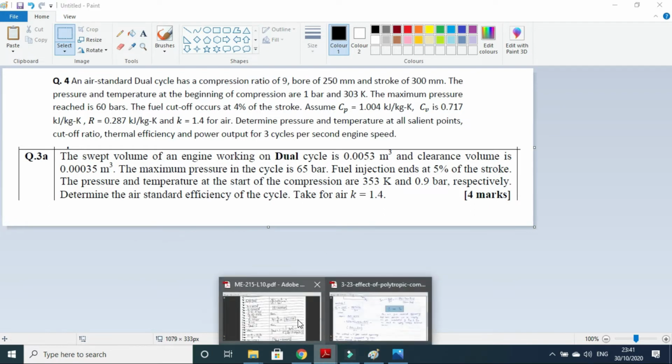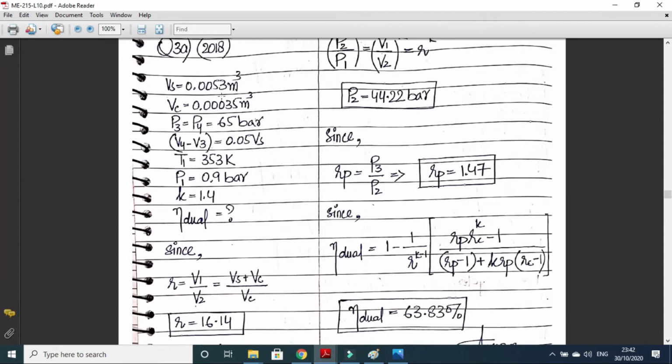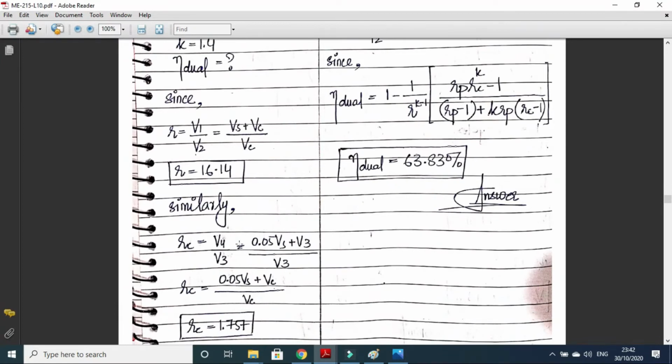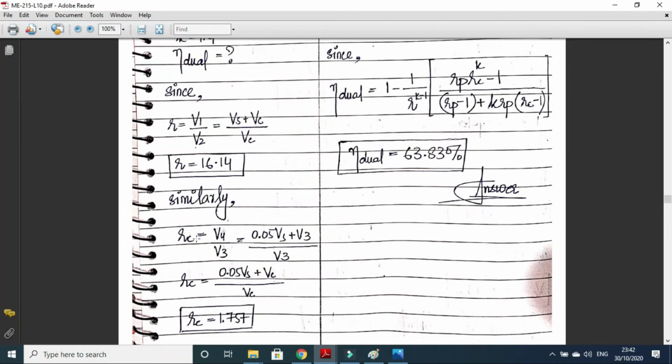Okay, so let's solve this numerical. Compression ratio is V1 upon V2. V1 is swept volume plus clearance volume, and V2 is actually the clearance volume. Now swept volume and clearance volume both are given, so we can easily calculate the compression ratio. Now cutoff ratio is V4 upon V3. If you see the PV diagram, volume after constant pressure heat addition is V4, divided by volume before constant pressure heat addition, which is V3.